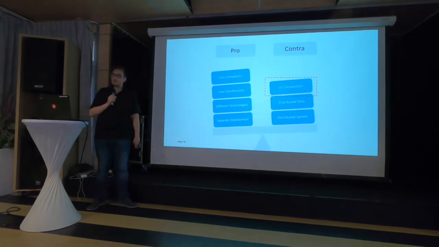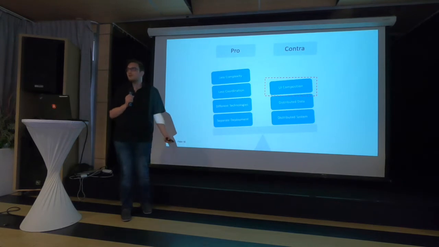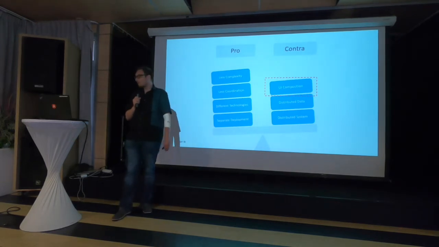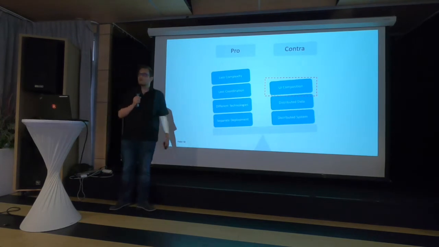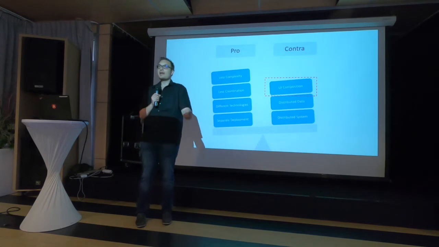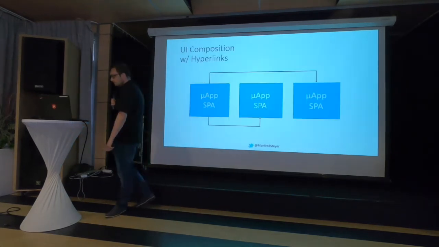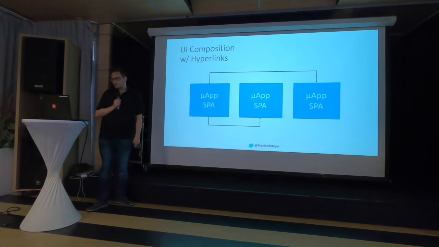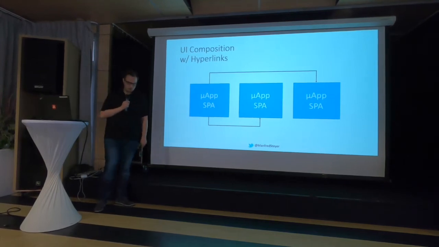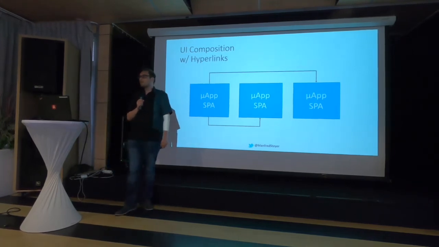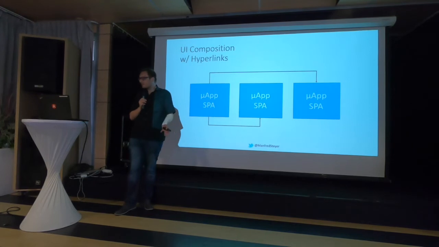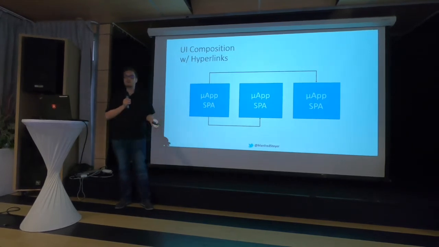UI composition, of course, is something we have to deal with in the UI layer. The other stuff you can deal with in the backend, especially when it comes to interfaces, to distributed systems, or of course to distributed data. But with UI composition, we have to deal as Angular, as React, as Vue developers. And a first solution for UI composition is a solution that is more or less too easy to be true. It's about using hyperlinks. It is the easiest solution, but it also has a lot of drawbacks.